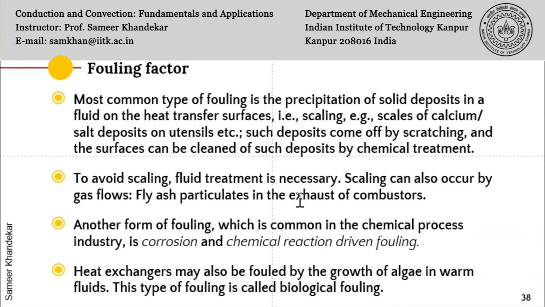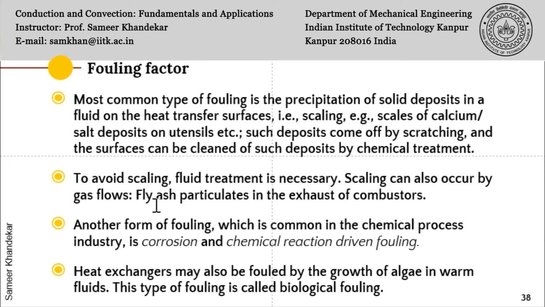Also, severe scaling may lead to damage of the tube itself, and this will lead to leakages which may occur in boiler tubes. Scaling can also occur by gas flows. So you should not think that only liquid will lead to fouling or these additional resistances, but even gases can do that, because the fuel gas, for example, may have some sulfur, and you may find that sulfur dioxides are formed. Eventually they will react with the steam.